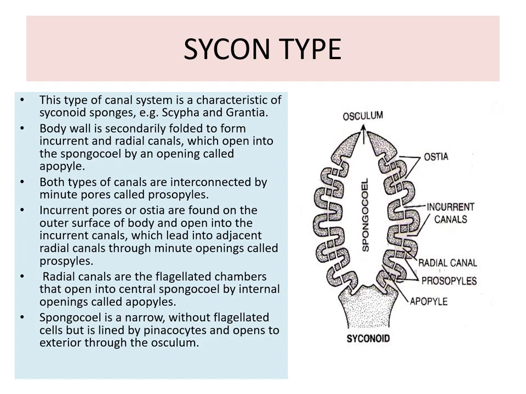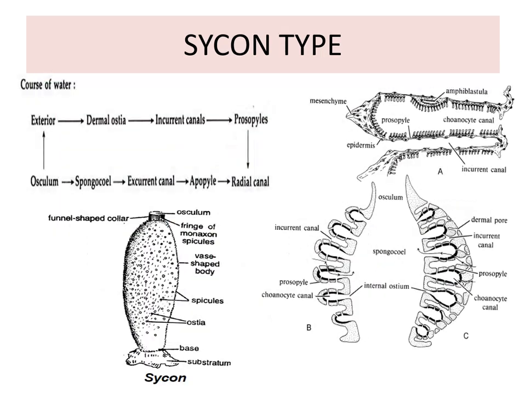So in this figure we can see the wall is highly folded and the ostia, through which the water enters into the incurrent canal. From the incurrent canal to the radial canal, and from the radial canal through the excurrent canal and spongocele, it goes out by the osculum.